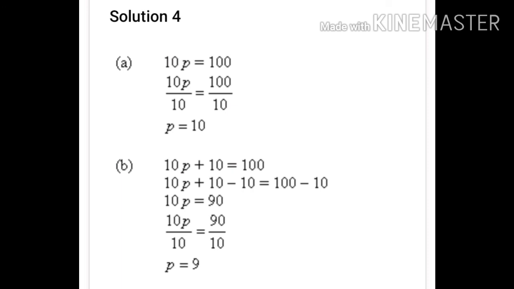In B part, 10p plus 10 is equal to 100. On both the sides we are going to subtract 10. 10p is equal to 90. Then again that 10 is along with p, so we have to separate both the terms so as to get the value of p. 10p will be divided by 10 and 90 will be divided by 10. So the value of p we will get as 9.